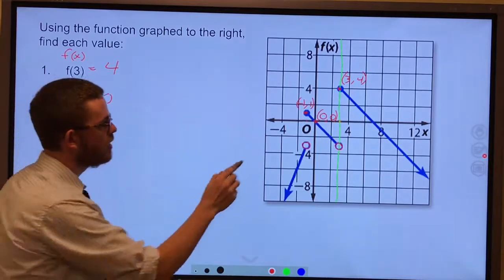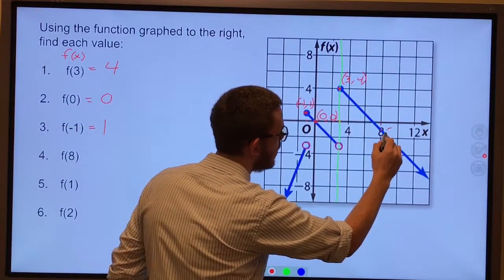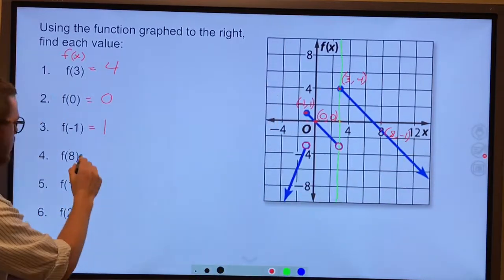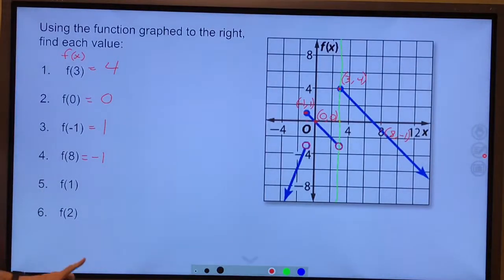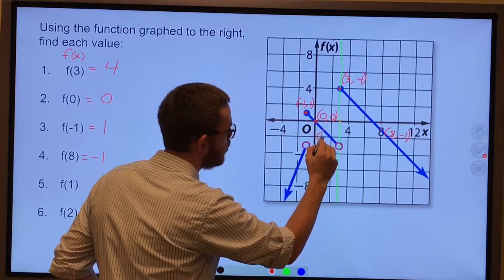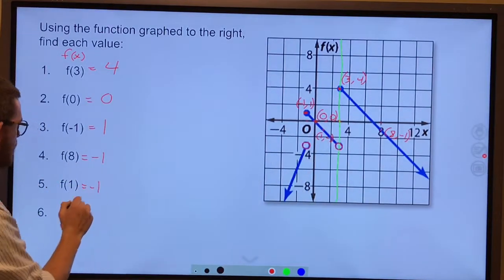F of 8. When we put in an 8, notice here's the point that has an 8. It's 8, -1. We get out a -1 when the input is 8. F of 1. When we put in a 1, here's the point 1, -1. We get out a -1.